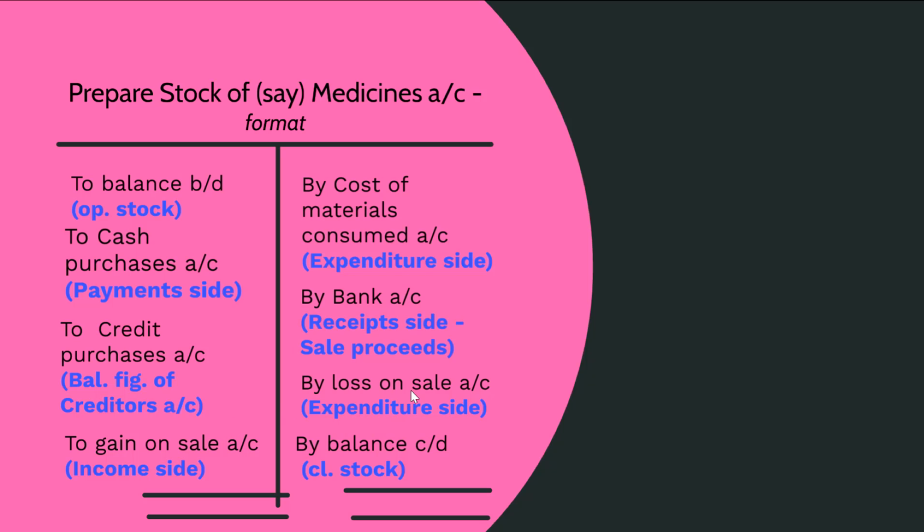The loss on sale will be credited to the stock of medicines account and also taken to the expenditure side of the income and expenditure account. The sale proceeds, we can obtain this information from the receipts side of the receipts and payments account. The account will end with the closing stock of medicines as by balance carried down. The balancing figure will be by cost of materials consumed. It will be taken to the expenditure side of the income and expenditure account.